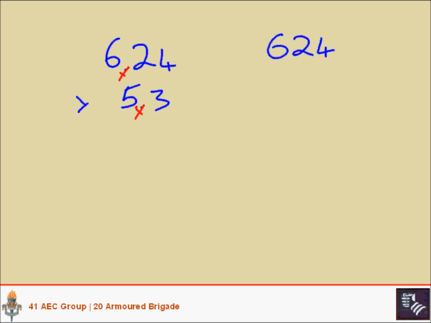Let's try another just to check our understanding. 6.24 times 5.3. Just for ease of use, we'll remember to drop the decimal points this time, which would mean that we're trying to times 624 by 53. This will give us an answer of 33,072.